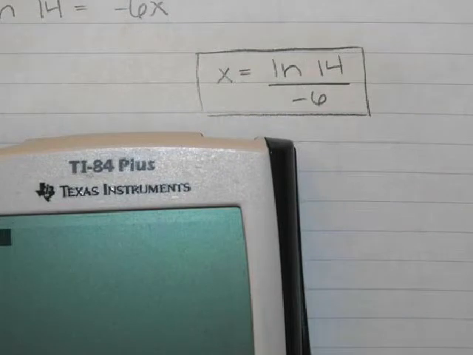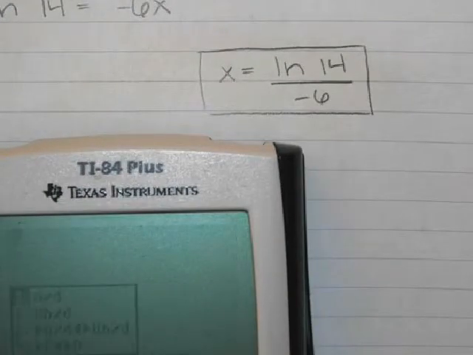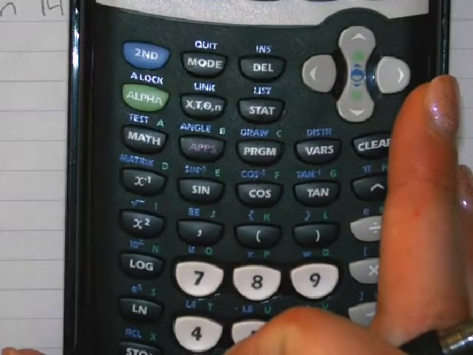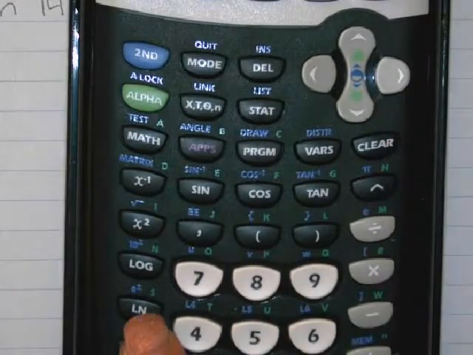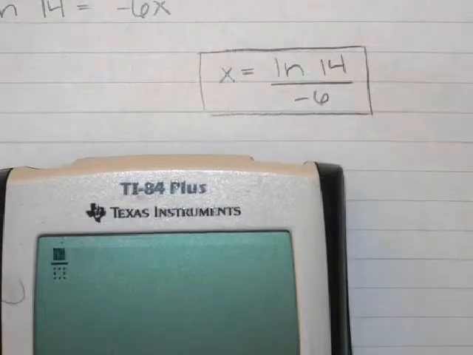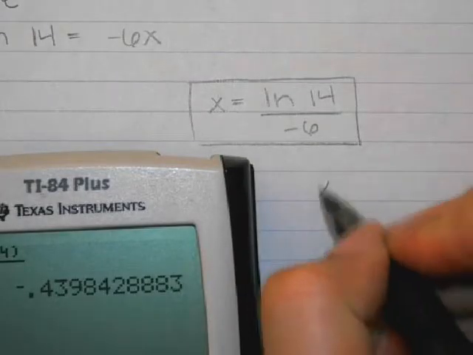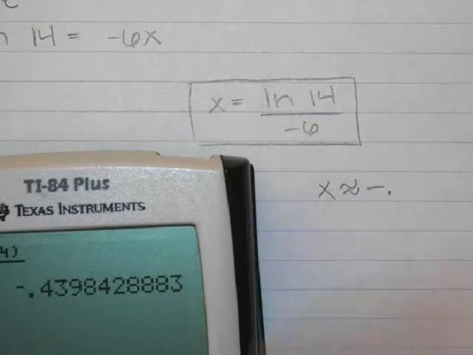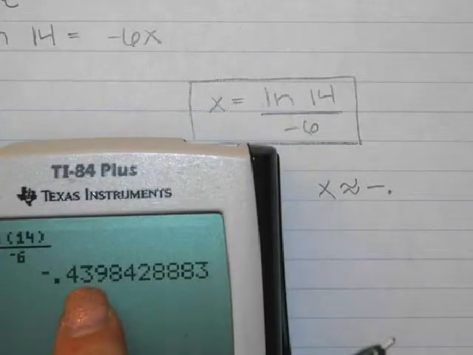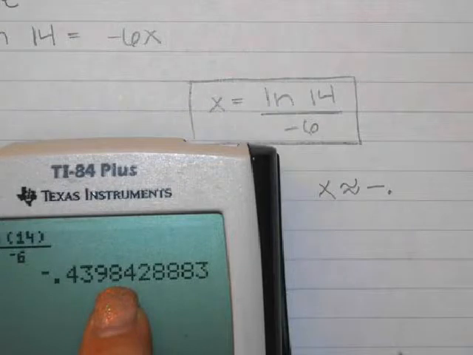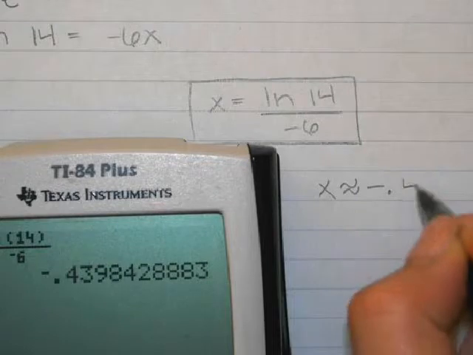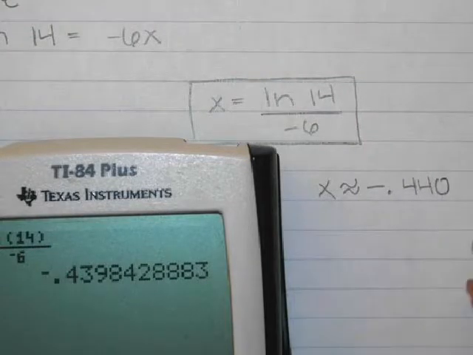The approximate answer, I'm going to do alpha y equals, so I can type it in as a fraction. The ln button is right underneath your log button. So right down here. So ln 14 divided by negative 6. If we have 439 followed by an 8, what's our new decimal? 440. So 439 rounds up to 440.